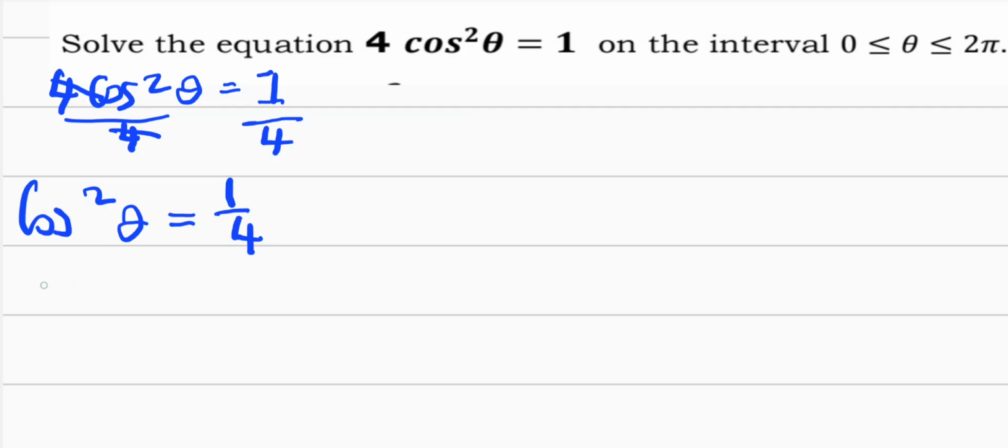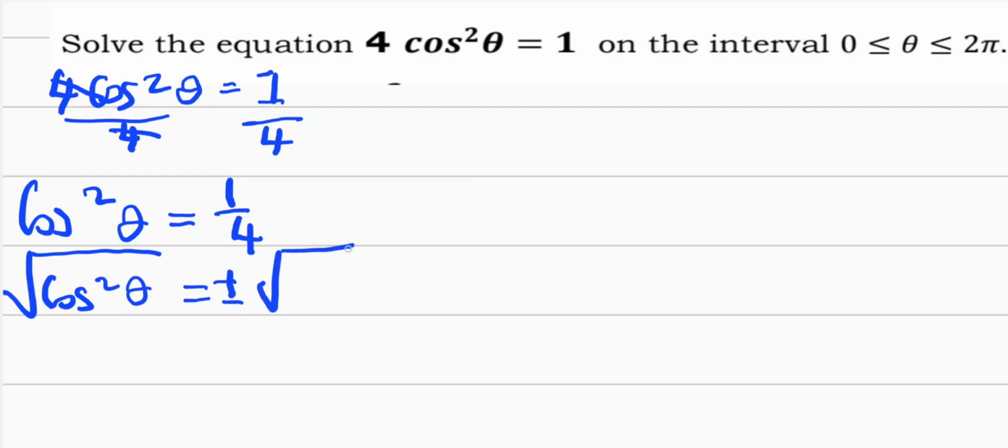Now, how do we make the square root to go away? So we are going to square root both sides. So we have the square root of cosine square theta equals to plus or minus square root of 1/4. Now, the square root on the cosine cancels out on this side. So it becomes cosine theta is equal to plus or minus half.